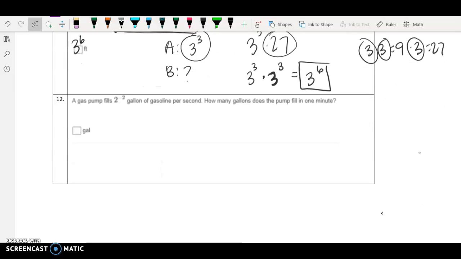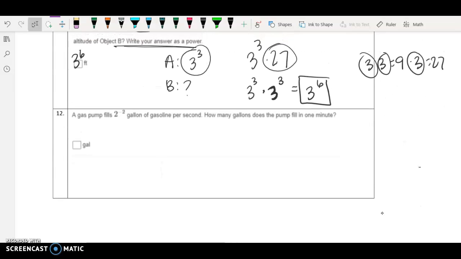All right, last one. A gas pump fills 2 to the negative 2nd power gallons of gasoline per second. How many gallons does the pump fill in 1 minute? So how many seconds are in a minute? There's 60 seconds.